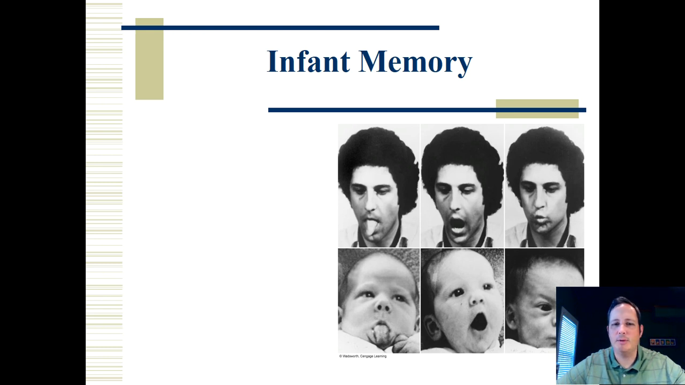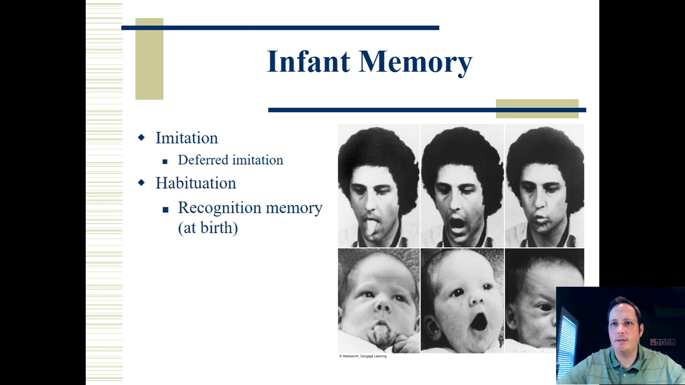commonly associate with it. So some things that infants are able to do pretty early on is engage in something called imitation and also habituation. Okay, imitation and habituation. So let's talk about each one here. So imitation first, and what that is simply doing what the other person is doing. And so that's what our pictures on the right-hand side are.